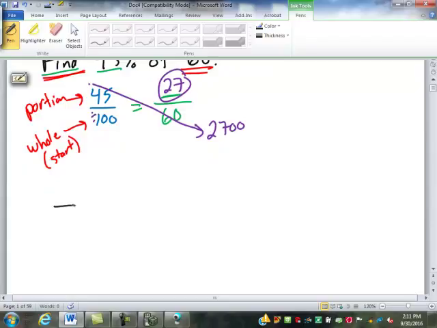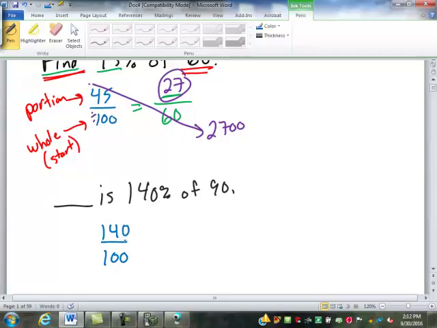Just a little bit different way of wording it. Blank is 140% of 90. So again, we have the 140%, which is 140 out of 100. So if we analyze that for just a second, 140 out of 100. 100 again is that whole group of things we're looking at. We want to find 140% of them, or 140 of them. So what we're looking at, the piece we're focusing in on, is actually bigger than the whole group. 100% would be the whole thing.